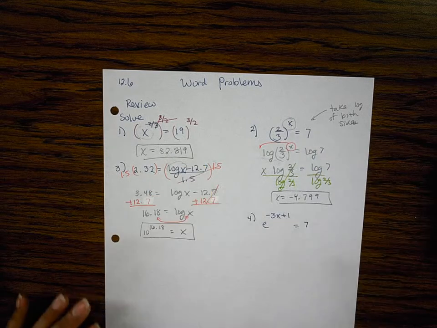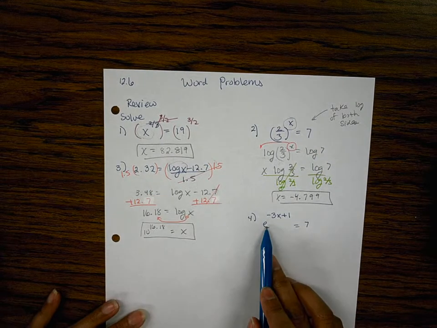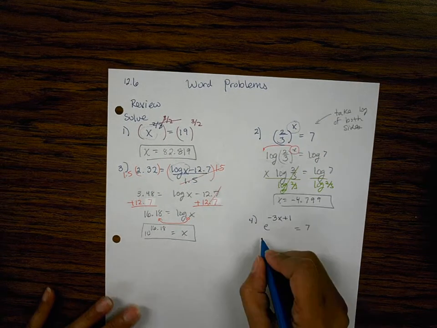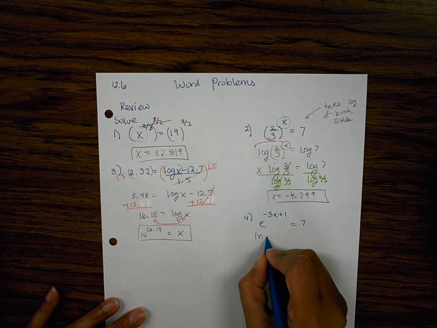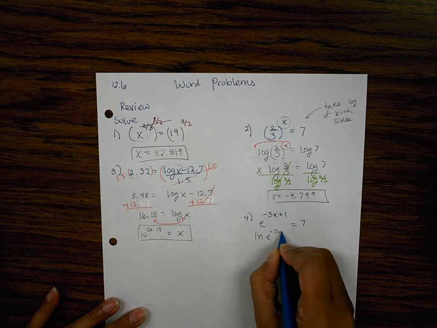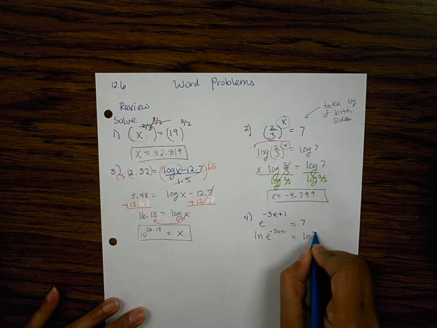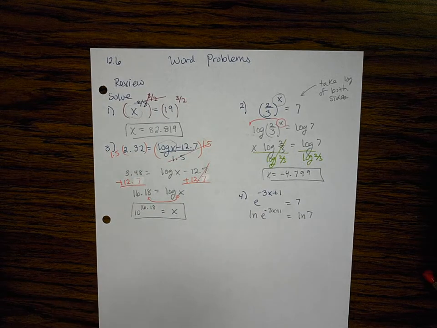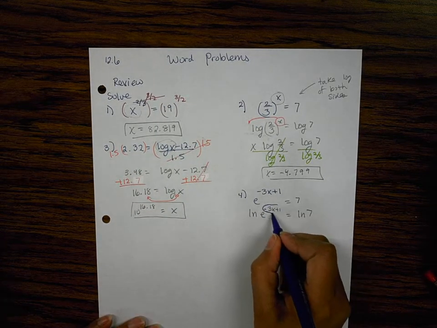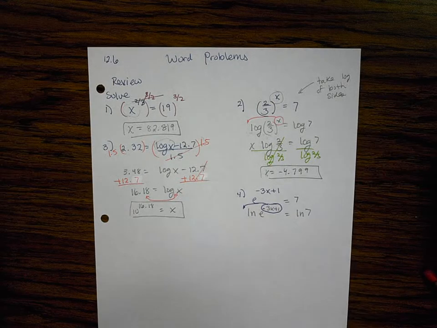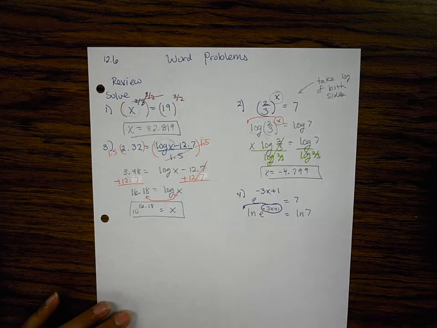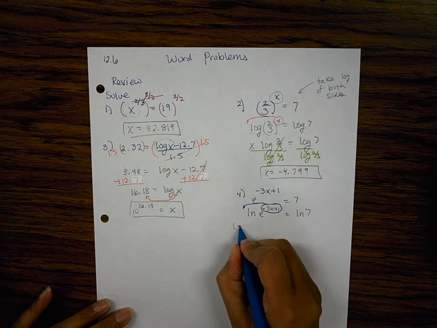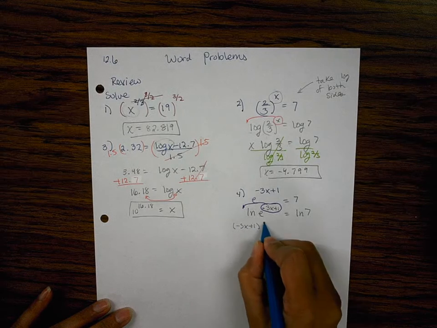Is the x the base or the exponent? It's an exponent, so it's like this one here where I take the log of both sides. But since this is ln, I'm going to take ln of both sides. Ln of e to the negative 3x plus 1 equals ln of 7. And remember, the reason we do that is to bring the exponent down to the front.